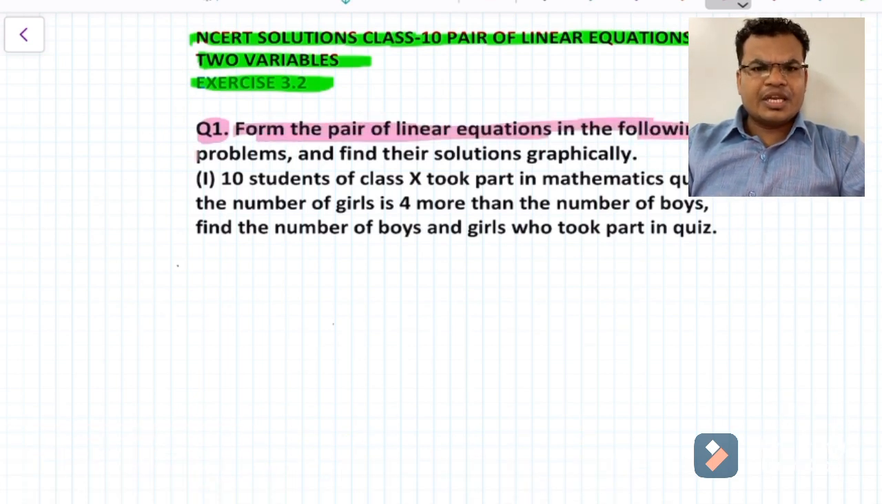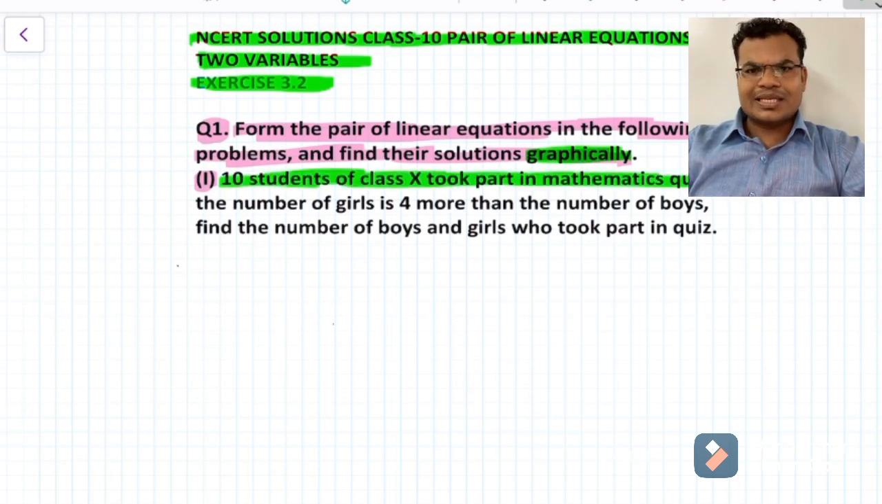Form the pair of linear equations and find the solution graphically. So guys, you have to solve graphically this time, and you have to get the values of x and y from the graph. The question says 10 students of class 10 took part in a mathematics quiz, and one condition is given: the number of girls is 4 more than the number of boys. Find the number of boys and girls who took part in the quiz.